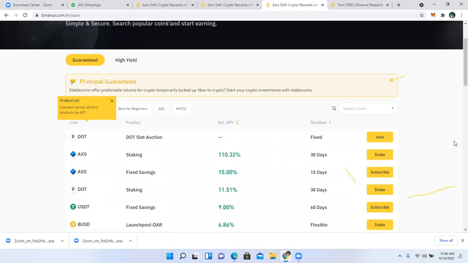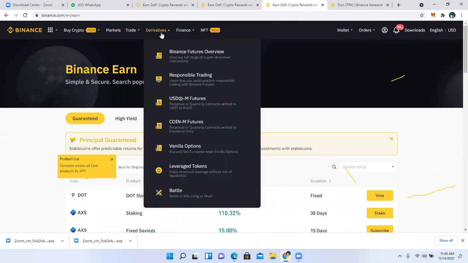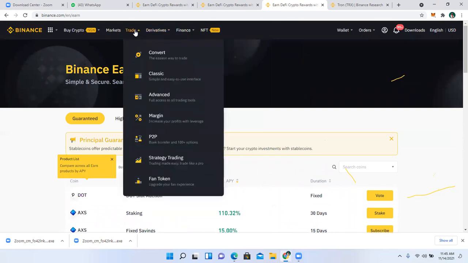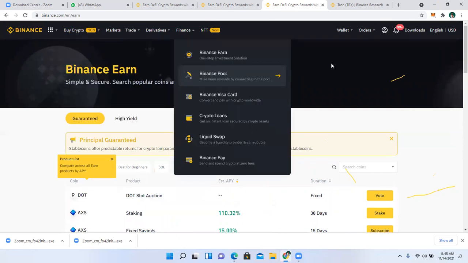So I think I've done justice to Binance. I've introduced you to the world of Binance. There are a lot of other things, but these are the basics you just need: market, trade, buy crypto, then finance. That's the basics you need.